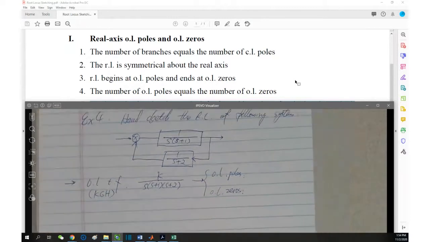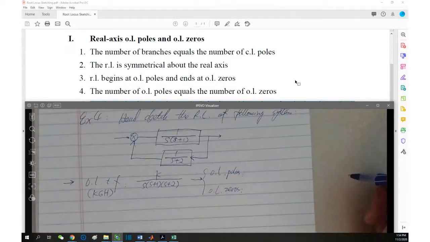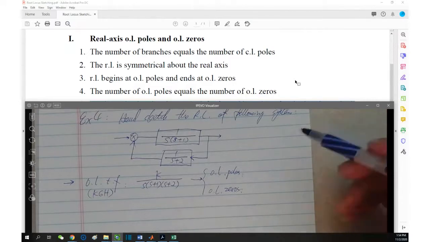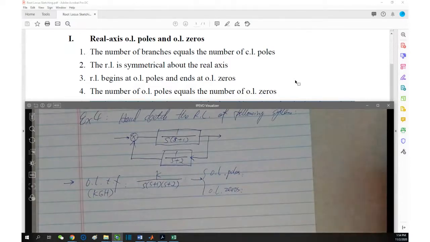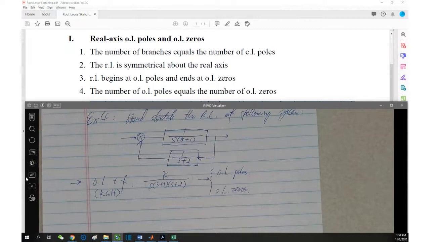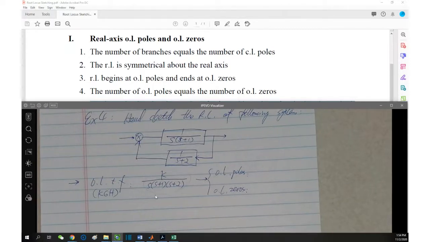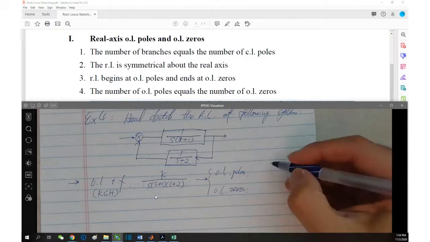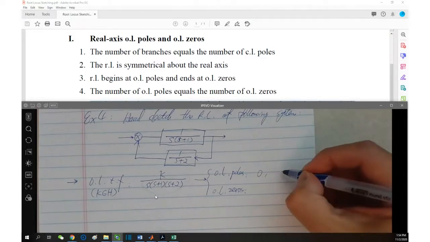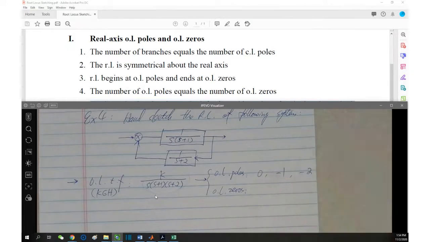Who are the open loop poles? This is very straightforward, right? Who are the open loop poles according to this? Anyone can tell? 0, -1, and -2. Here we go, as Kevin said. That's it. 3 open loop poles.